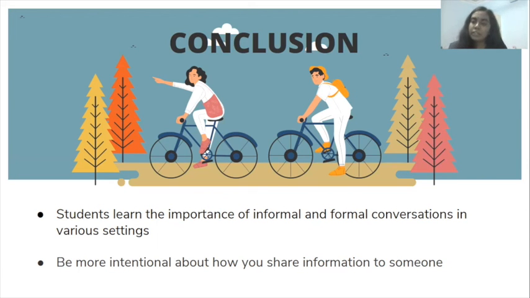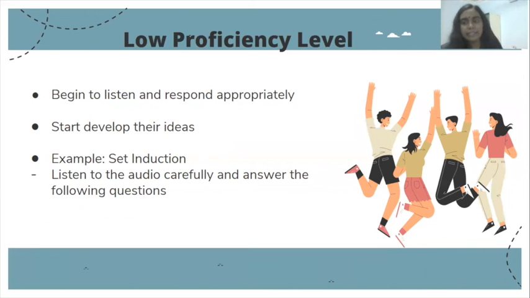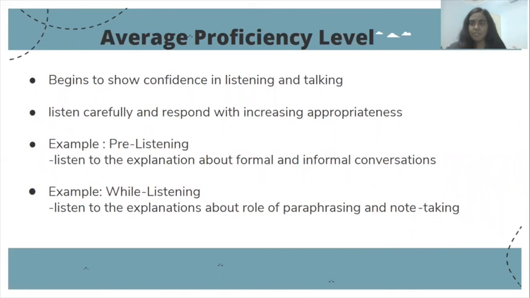Now I would like to talk about the 3 levels of proficiency that we used in our assessment task. First is the low proficiency level. Here students will begin to listen and respond appropriately. They will also start to develop their ideas. In the set induction, we used this level, where students listen to the audio carefully and answer some simple questions.